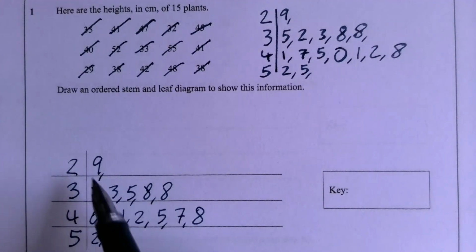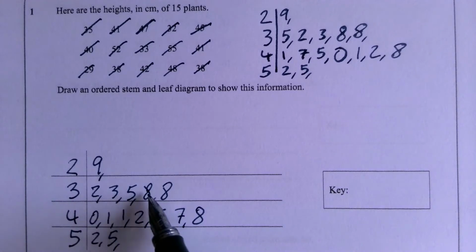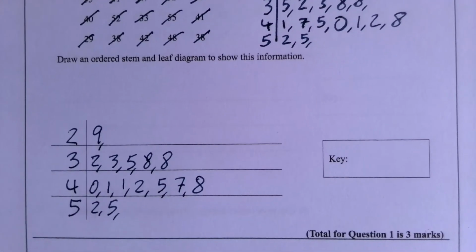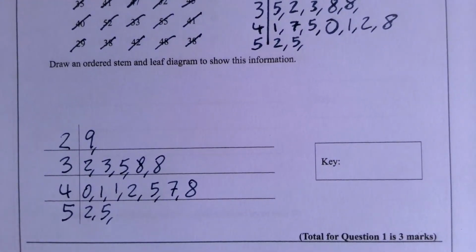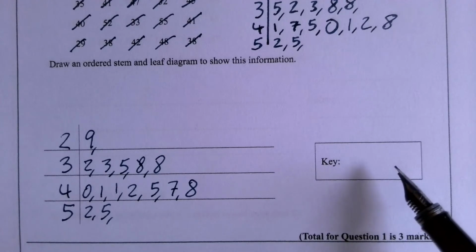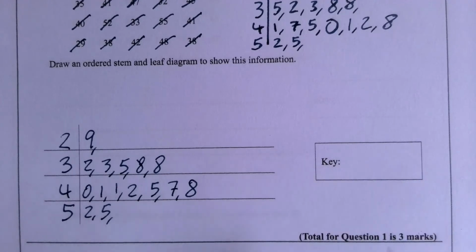Double check I've got them all again. 1, 2, 3, 4, 5, 6, 7, 8, 9, 10, 11, 12, 13, 14, 15. I have. So this would give me 2 out of 3 marks. There's a hint over here. Normally in an exam question they wouldn't actually say a key. They're expecting you to do a key.